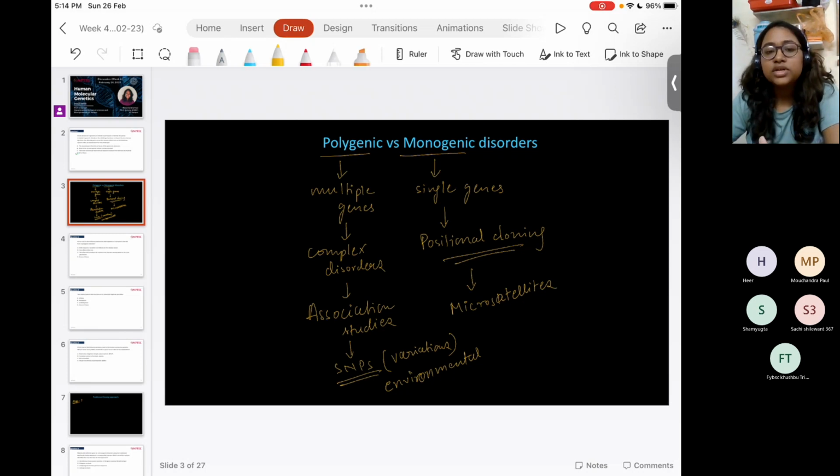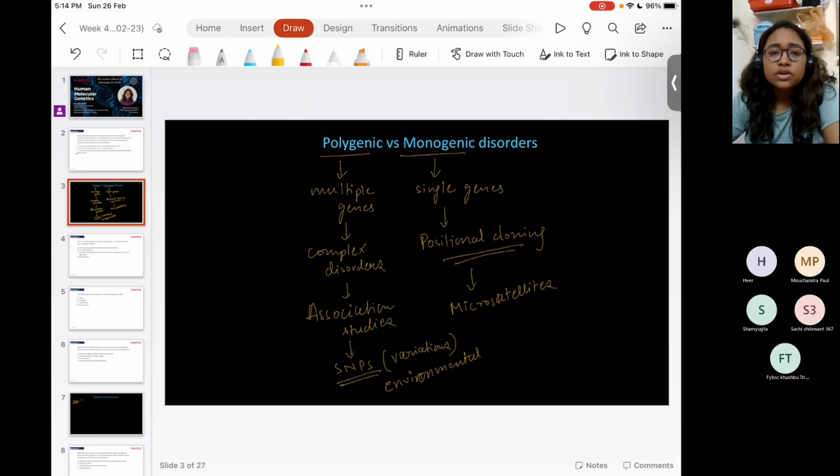In normal conditions, when there is no virus going on, all the students are normal, none of them have any cold or anything. So environmental factors also play a very important role in the display of this complex or polygenic disorder. Can you think of any other points of difference for polygenic and monogenic disorders?